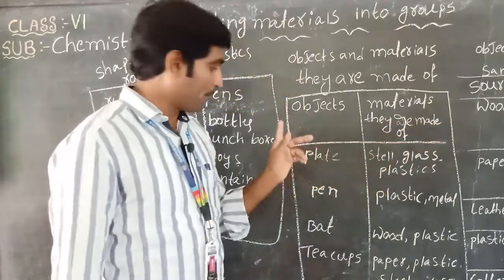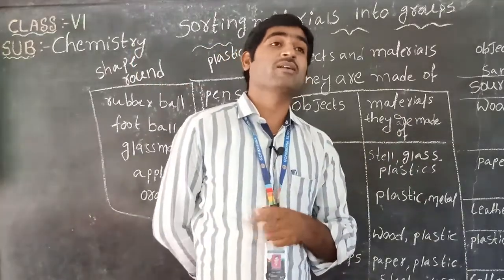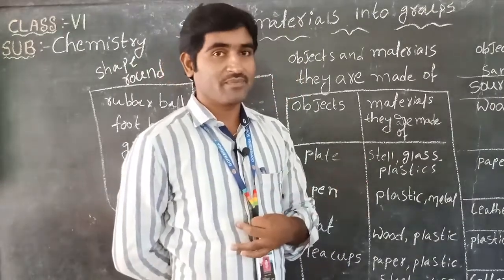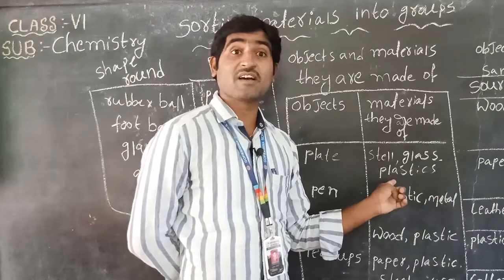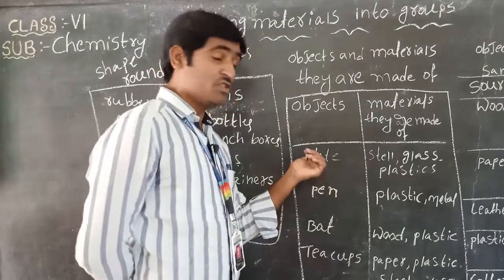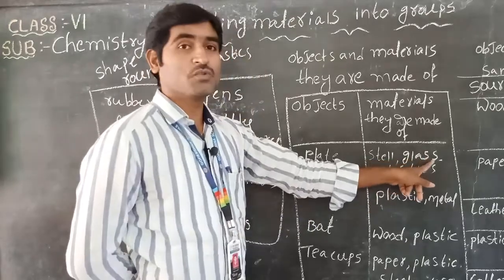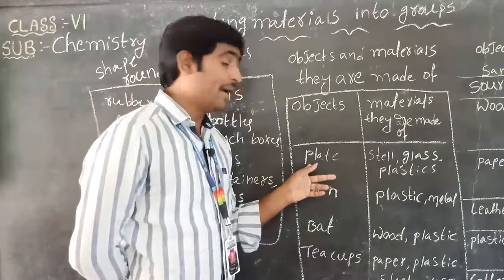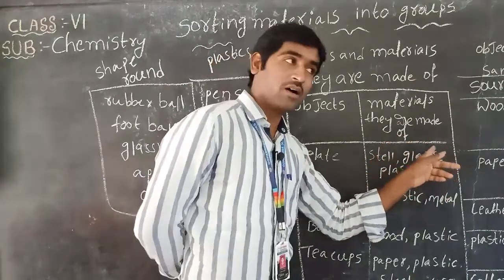For example, a plate. Have you seen the plate? Yes. Which kind of plates do we observe in our home or in our surroundings? Paper plates, steel plates, glass plates, and plastic plates we see in our day-to-day life. Yes or no? That means the object is one, but there are three sources. From three sources we are making one kind of object. A plate is possible to make from steel, glass, and plastic.